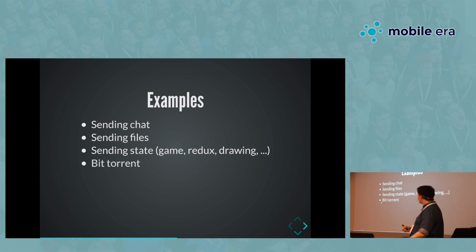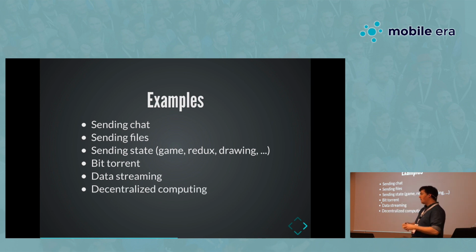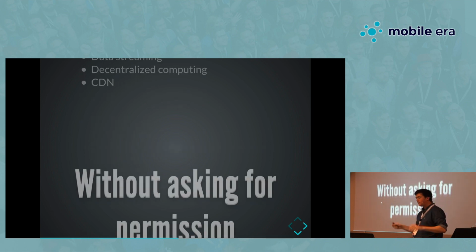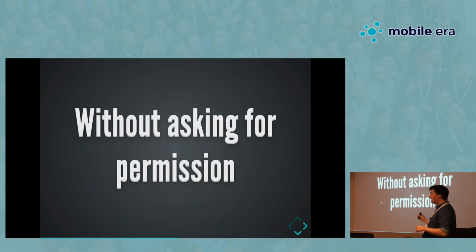You can, for example, create a BitTorrent network with your friends, sending legal files between you, if you want to do that. You can do data streaming from one, for example, IoT device to another using WebRTC. It's a data channel. You can even do decentralized computing. It's like taking a giant problem, breaking it up into smaller chunks, sending them to all of your friends over WebRTC, have them solve them individually, send the solution back, and you have a combined solution. That's decentralized computing. You can even create a content delivery network purely in the front end without asking for permission. Like, this is starting to sound a bit evil.